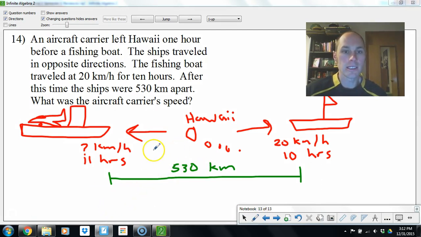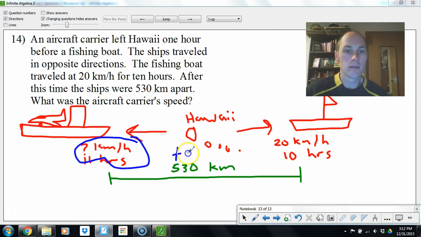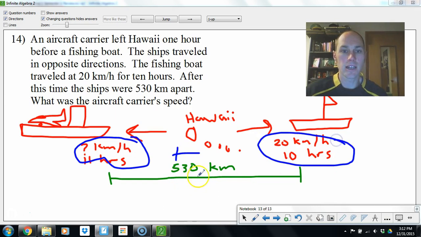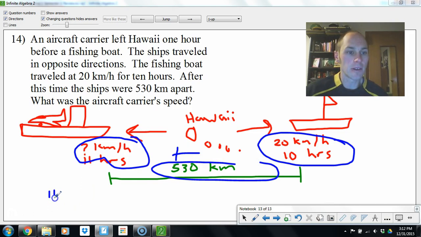Well, for their total distance, I need to add up this distance traveled plus this distance, because that'll give us our total of 530. So I know I'm traveling 11 hours at x kilometers per hour with the aircraft carrier, plus 20 kilometers an hour times 10 hours for the fishing boat. That equals 530 kilometers total. So I simplify this equation: 11x plus 200 equals 530.